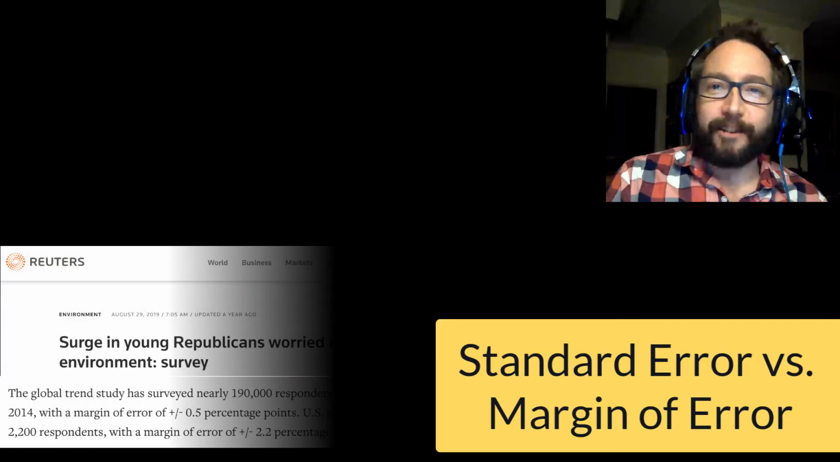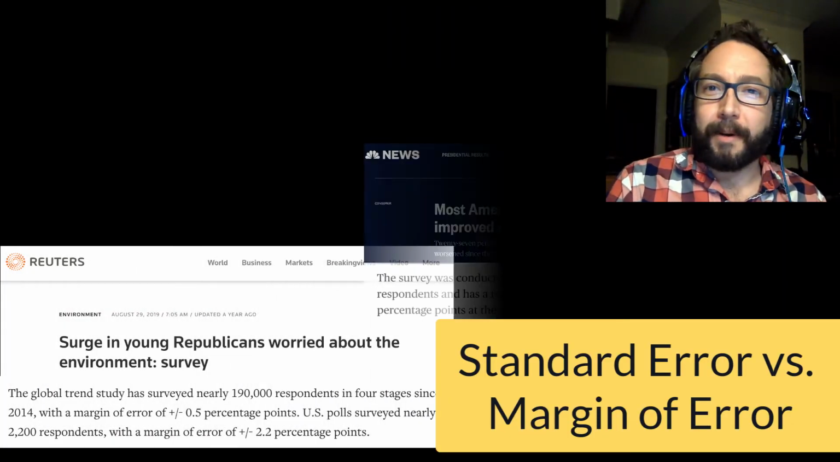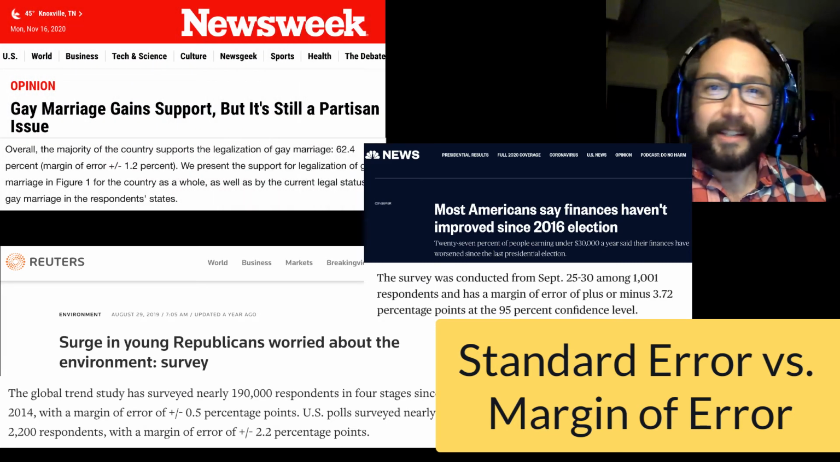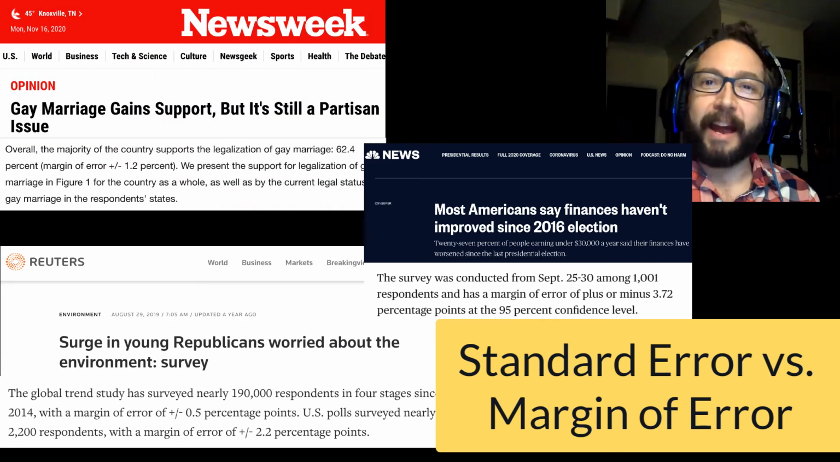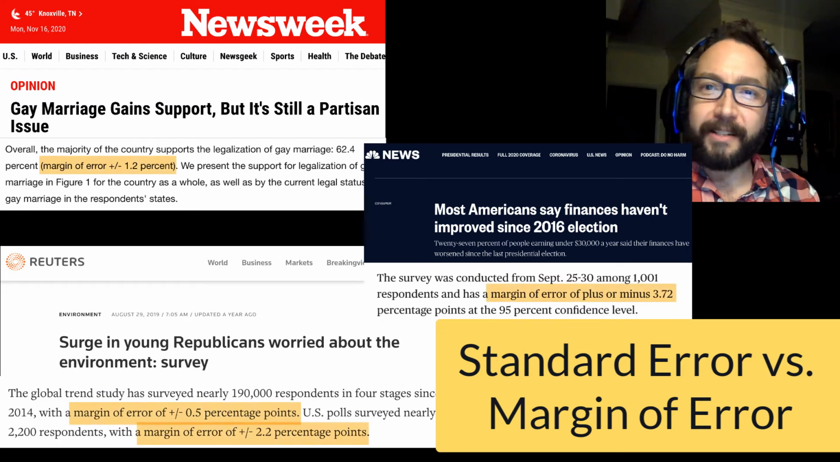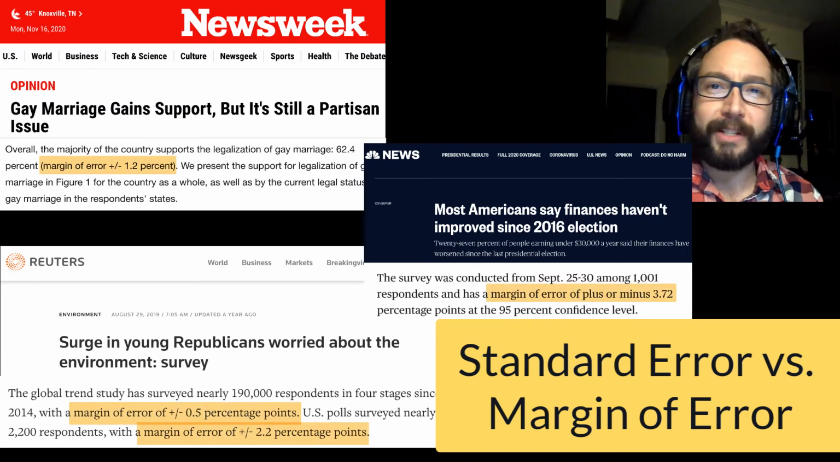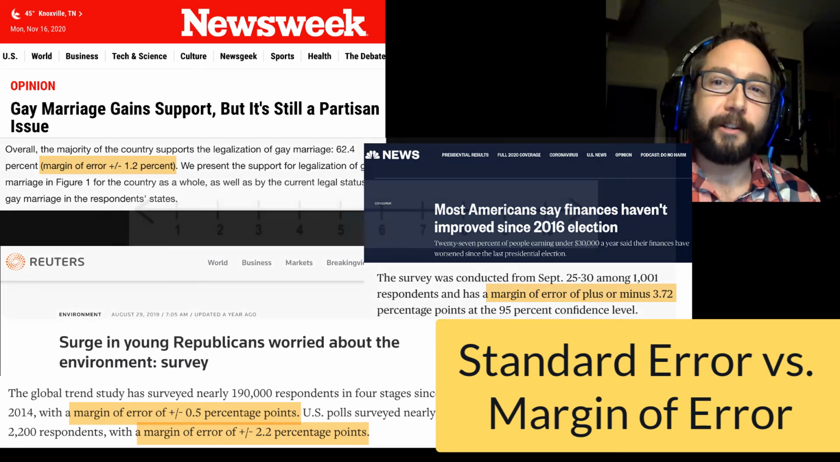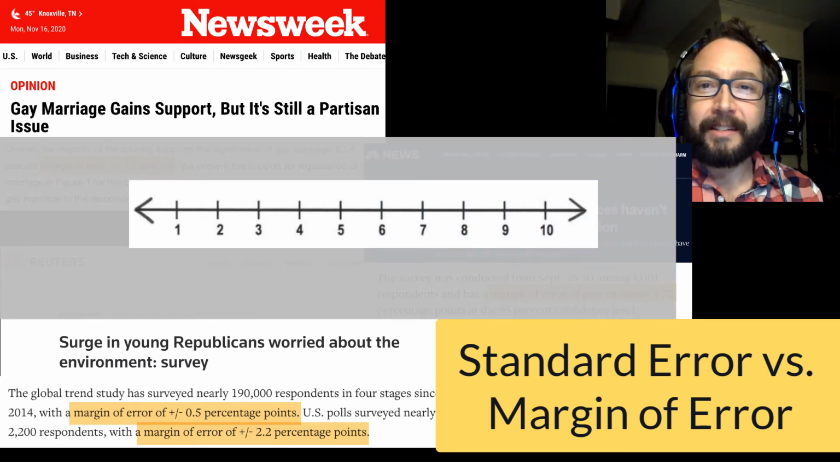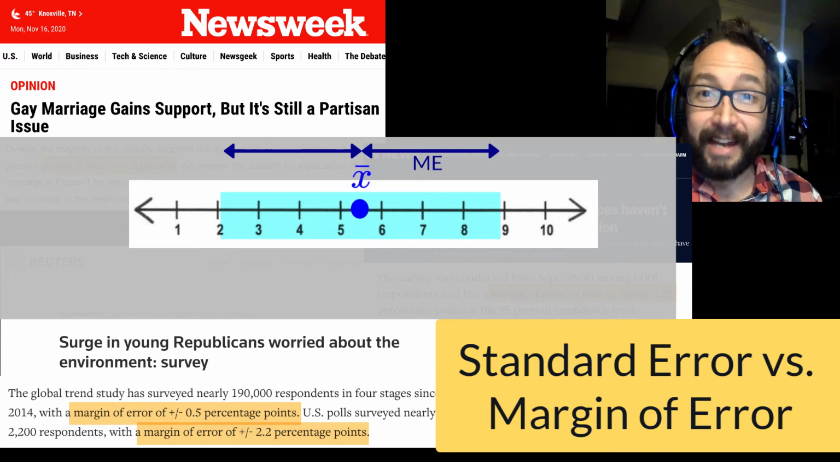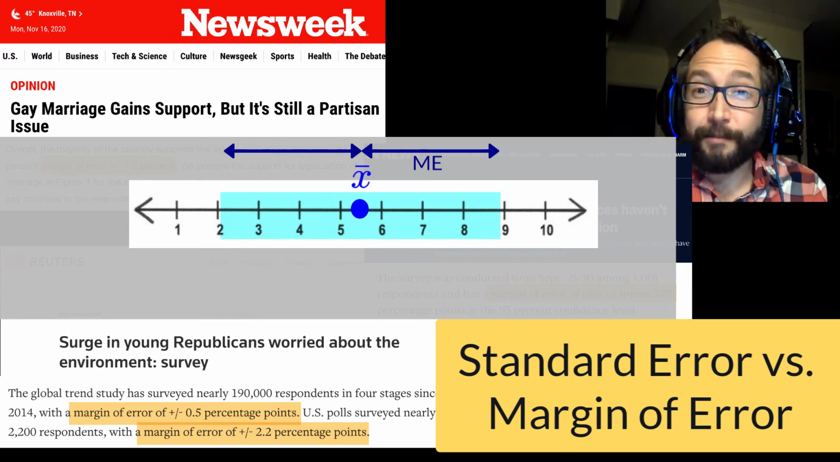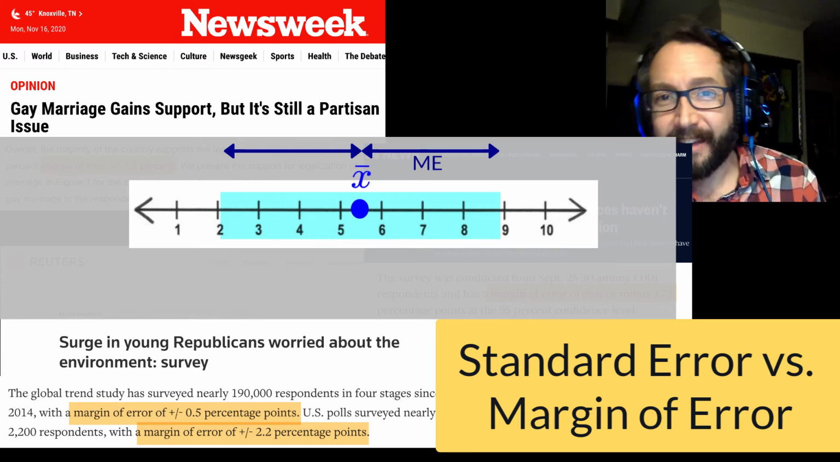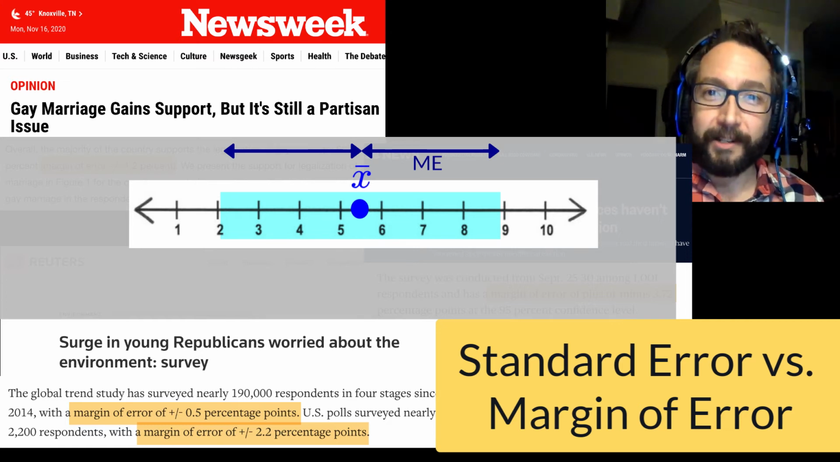Now, one thing you might actually see reference to when you open up a news article is not the standard error of the estimated average, but the margin of error instead. So what's the difference between standard error and margin of error? Well, the margin of error associated with the estimate is simply the half-width of that 95% confidence interval, the distance from the very center to the very edge of one of the sides of the confidence interval.